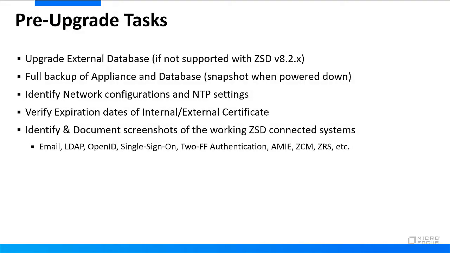Pre-upgrade tasks. Upgrade the external database. So if you have an external database that isn't supported on 8.2.x, make sure you upgrade that database first. And then a full backup of the appliance and database. Identify the network configurations like the NTP settings, time sync, and so forth. Verify expiration dates of internal and external certificates. And identify and document screenshots of the working ZSD connected systems like your email, your LDAP, if you're using single sign-on or ZCM or ZRS, AMI integrations. Get those screenshots so you have them in your documentation just as a matter of backup.